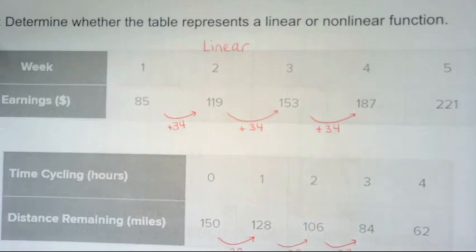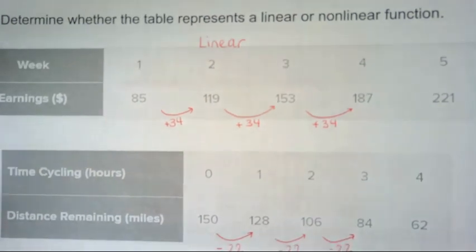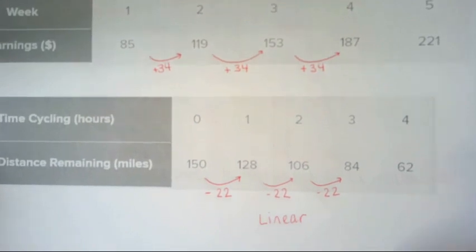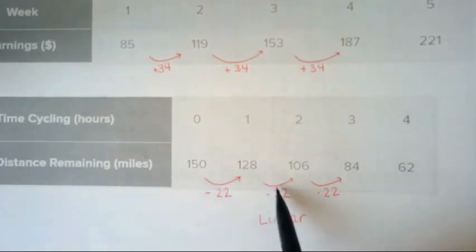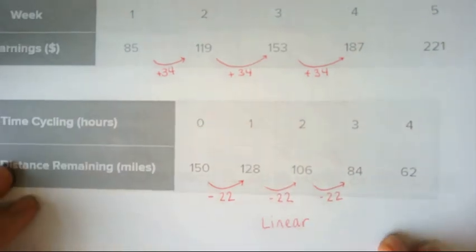Pause the video and try the second table. So in the second table, it also is linear because you are consistently changing by negative 22. So my constant rate of change was that negative 22.